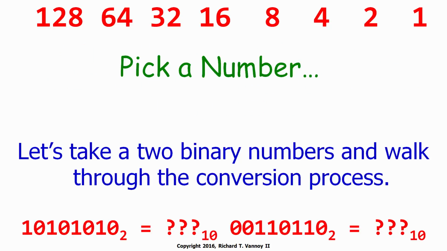Pick a number. I just picked a couple of random numbers. Down at the bottom of the page, you'll see 1010, 1010. I just picked that because it's a nice pattern. Okay, and I picked the one to the right because it's just ones and zeros. So what we're going to do is walk through the conversion process so that you can easily figure out what the number 10101010 base 2 represents in the decimal numbering system.